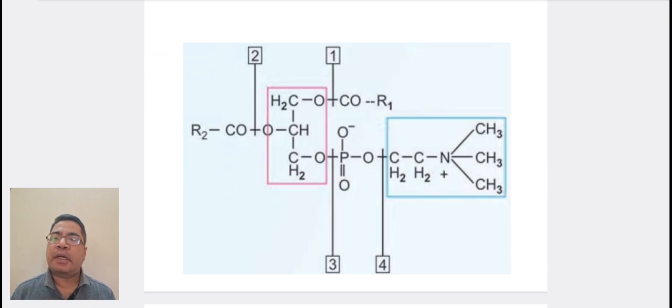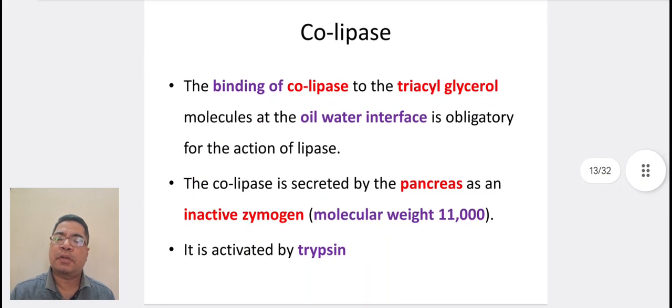In this diagram, we can see that phosphatidylethanolamine is broken down into small molecules by phospholipases. The binding of colipase to the triacylglycerol molecules at the oil-water interface is obligatory for the action of lipase. The colipase is secreted by the pancreas as an inactive zymogen, its molecular weight being 11,000. It is activated by trypsin.